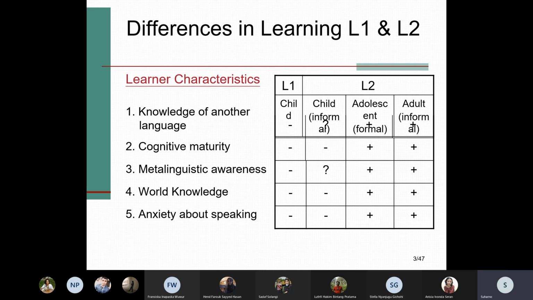Now about metalinguistic awareness. Anyone would like to comment on it? Please check on your gadget. What is meant by metalinguistic awareness?